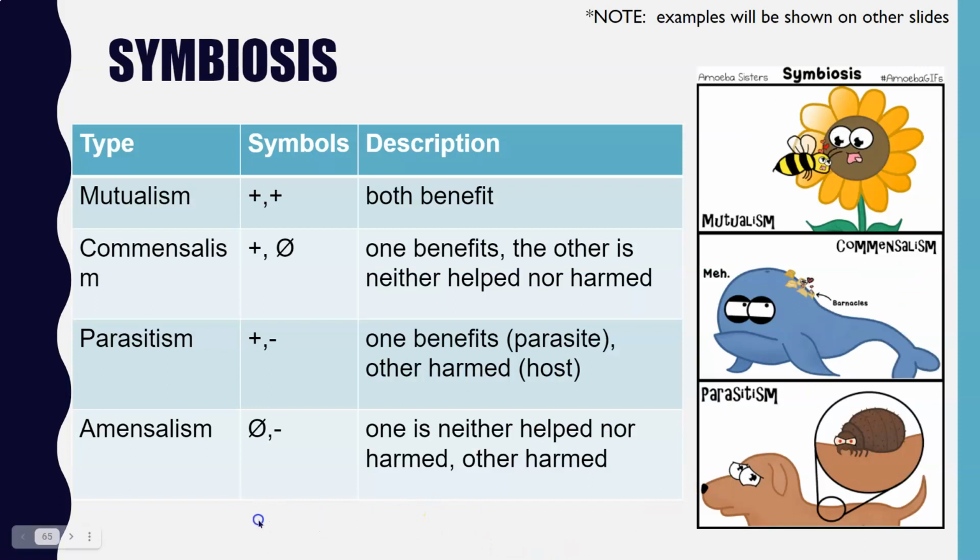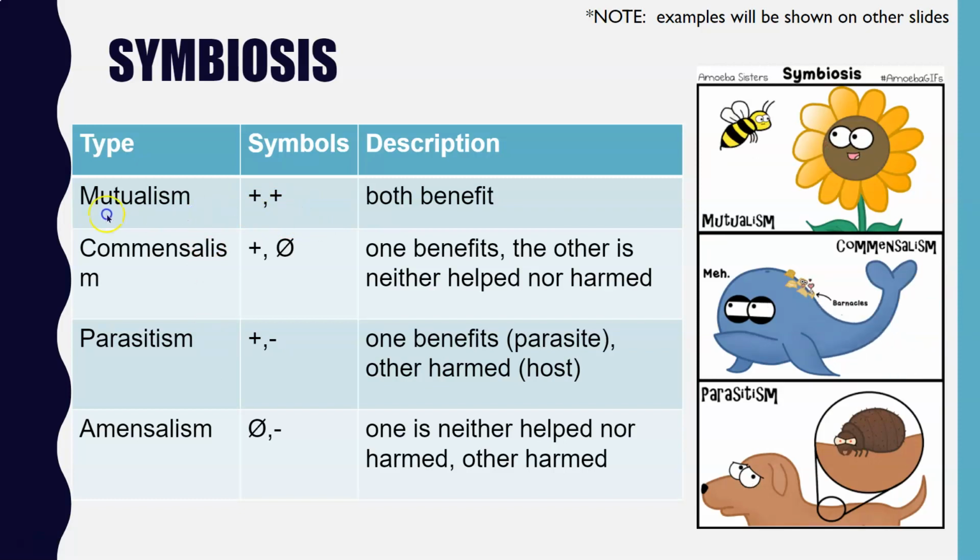So there are these relationships between animals. Some are good and some are bad. The first one is good for both organisms that are involved, which is mutualism. They both benefit from the relationship.